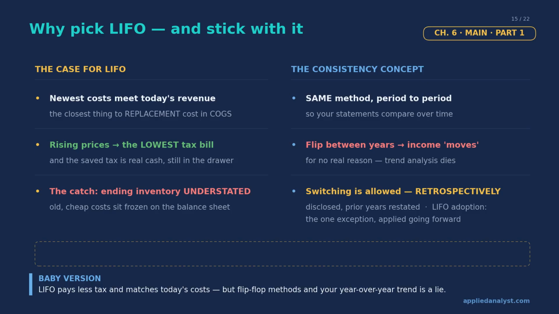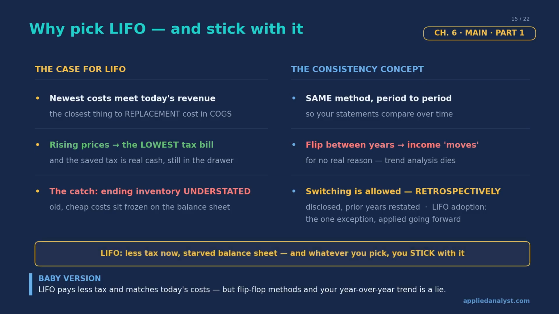In 15 years, I've never seen a company flip methods to juice a number and get away clean. Plenty get an uncomfortable letter for it. LIFO adoption is the one exception. That one you apply going forward. So, LIFO pays less tax now and matches today's costs, but it quietly starves the balance sheet, and whatever you pick, you stick with it.